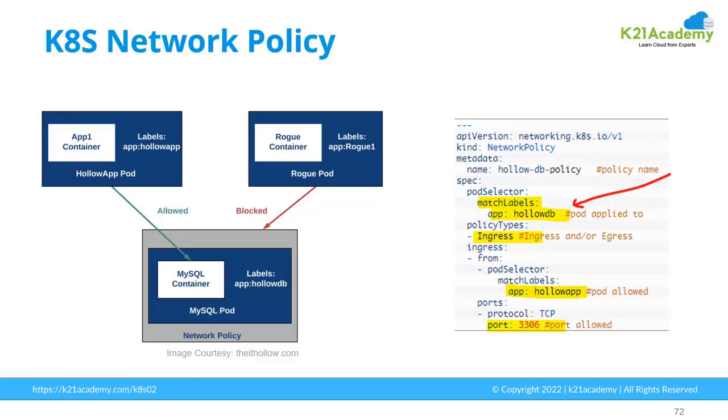what application or what pod can talk to what pod. So in this example, we are defining a network policy which is applicable on a pod with a label called HoloDB, and the policy type is ingress, and it's allowed only from where my pod label is Holo app. So we are restricting the connection onto this pod only from the application running in this pod, and only port number 3306 is allowed.